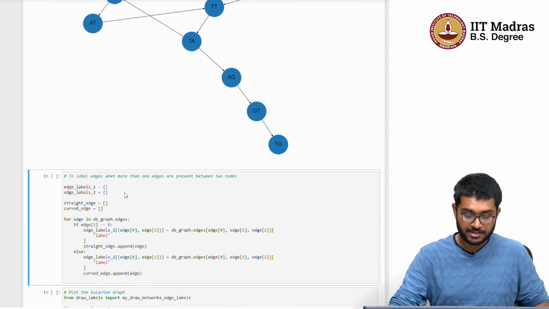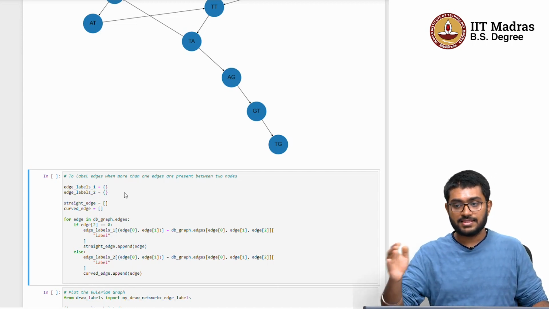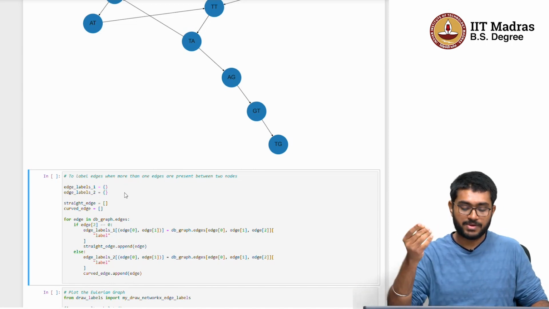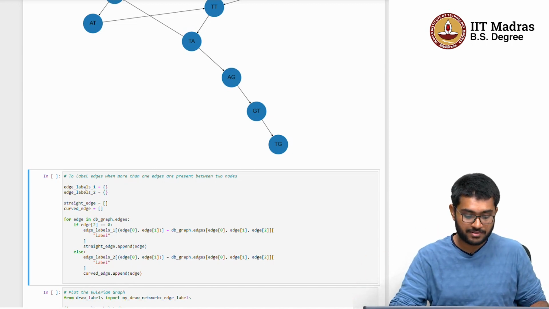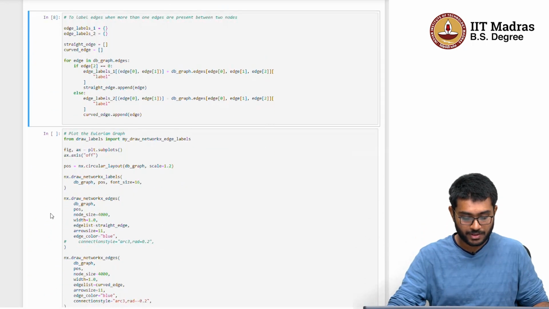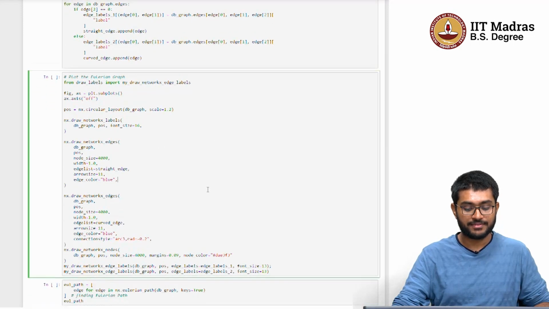How we'll correct it is we'll write a small piece of code where every edge other than the first edge will be curved by a small amount. I wrote a simple code to do that. It's quite easy to understand. So now we properly plot the graph.